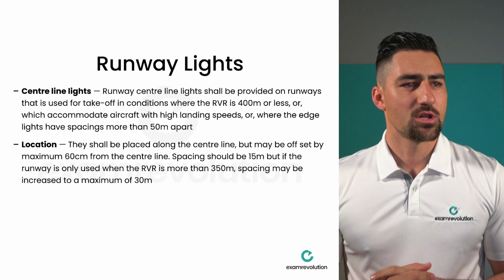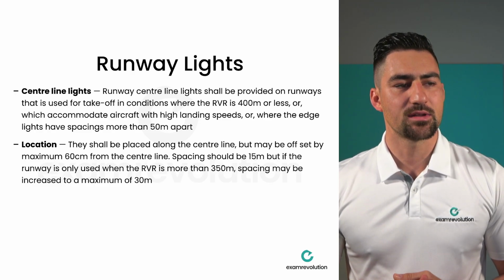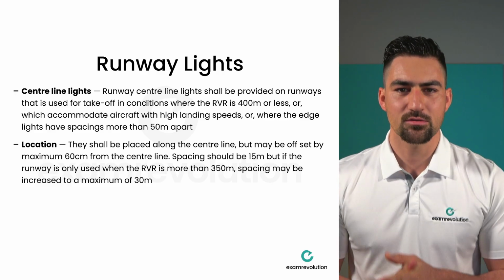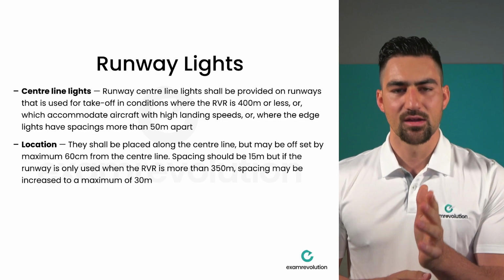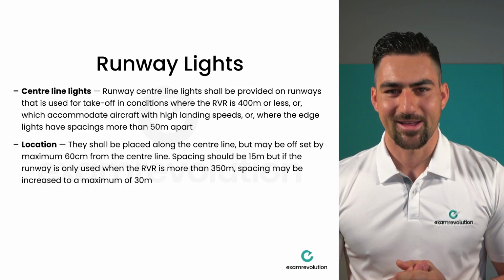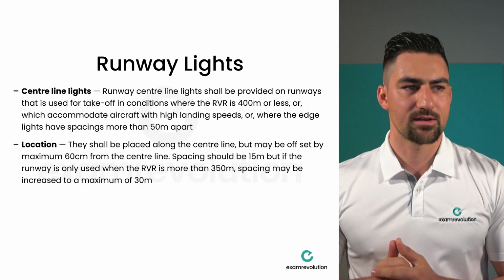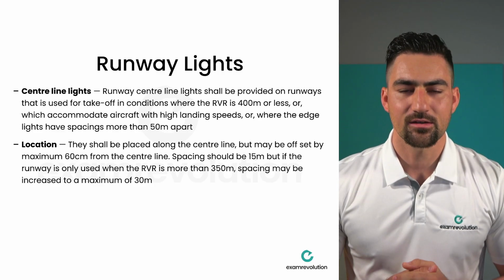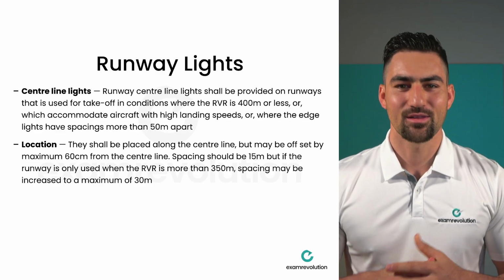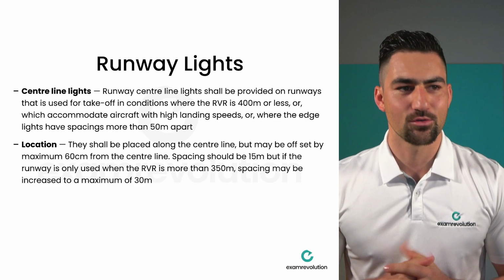The location, they shall be placed along the centerline, but may be offset by a maximum 60 centimeters from the centerline. Why would they want to do that? Because if you're taxiing on the centerline or landing, if a nose wheel of an aircraft goes over these lights, it's quite irritating actually. So that's why they're allowed to move them up to 60 centimeters from the centerline. So that when you are on the centerline with your nose wheel, like you should be, then you don't hear that click, click, click as you go over the lights all the time.